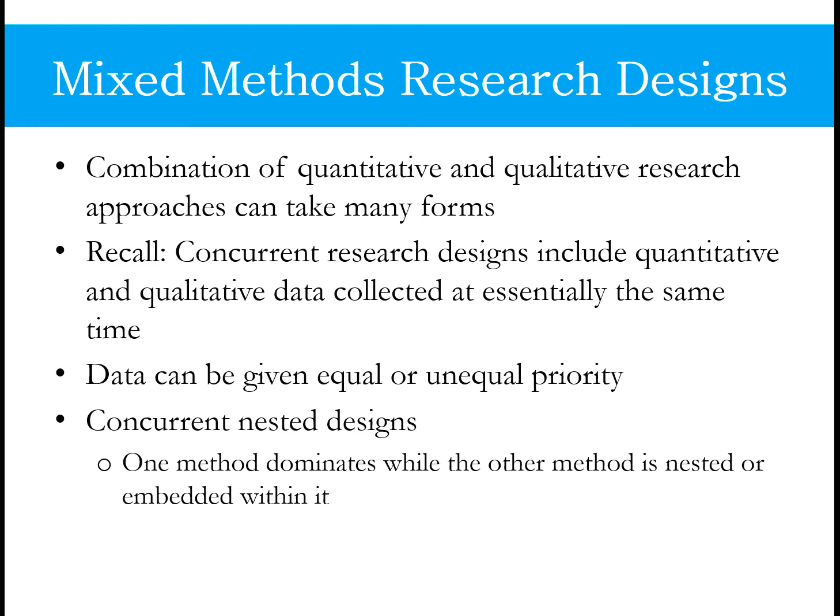So mixed methods research designs, then, this is just a recap. They combine quantitative and qualitative research approaches, and it can take many forms. So remember that concurrent research designs, that's when it's happening at the same time, include quantitative and qualitative data at the same time. And this data can be given equal or unequal priority; how you prioritize the qual versus the quan can be different. But you can also do concurrent nested designs, where one method dominates the other, and the other is nested or embedded within it.